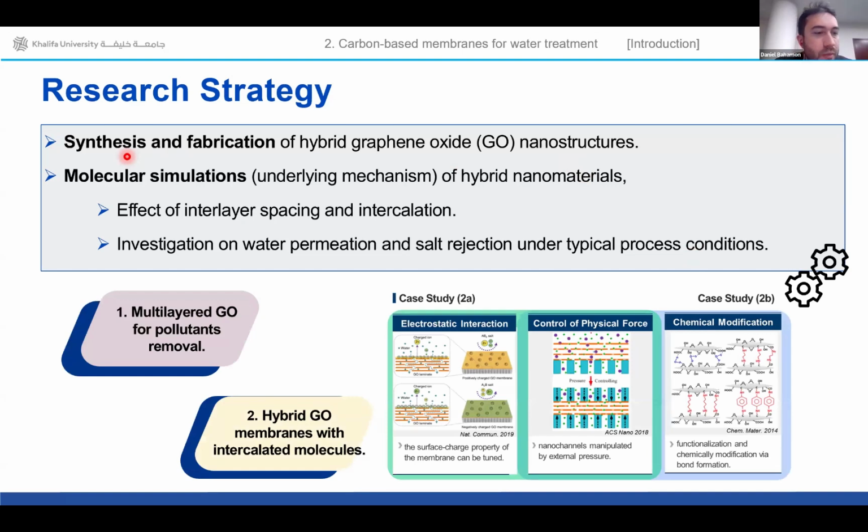What I'm planning to show in maybe 10 minutes, just to finish, are 3 examples basically. The first one will be devoted to the use of multi-layer graphene oxide for removal of some pharmaceuticals, some pollutants you might get in water. The second and third will also be devoted to graphene oxide membranes, but in this case intercalating additional molecules, trying to control the interlayer spacing of this graphene oxide.